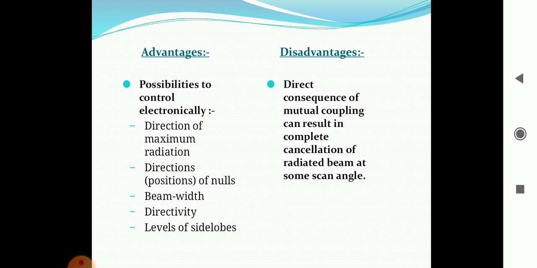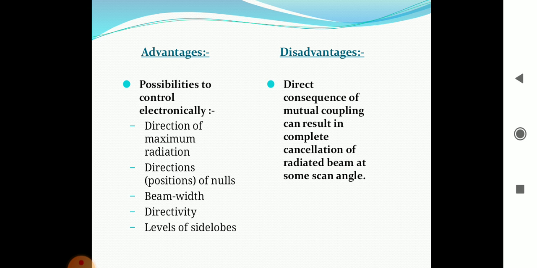I have also discussed advantages and disadvantages of the antenna array. First I would like to discuss advantages. Possibilities to control electronically the direction of maximum radiation, directions of nulls, beam width, directivity, and levels of side lobes.